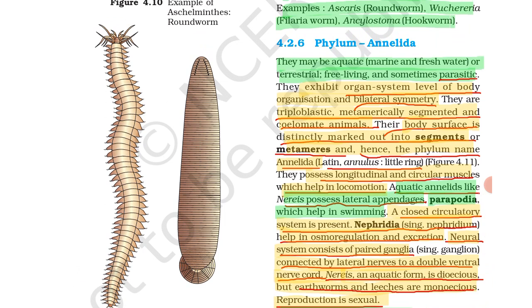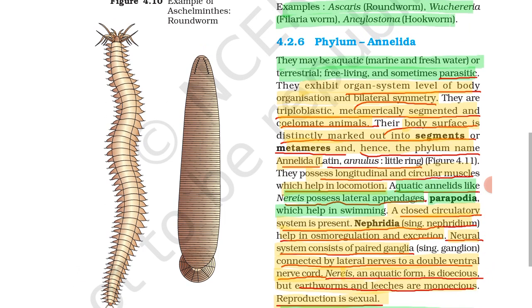Next, let's revise this. They are aquatic, terrestrial, free living, and sometimes parasitic. They exhibit organ system level of organization. They are bilaterally symmetrical. They are triploblastic, made up of 3 germinal layers, with a metamerically segmented body. This is the main feature of Annelida. They are coelomate animals made up of true coelom, meaning they have a middle layer, mesodermally originated organisms.